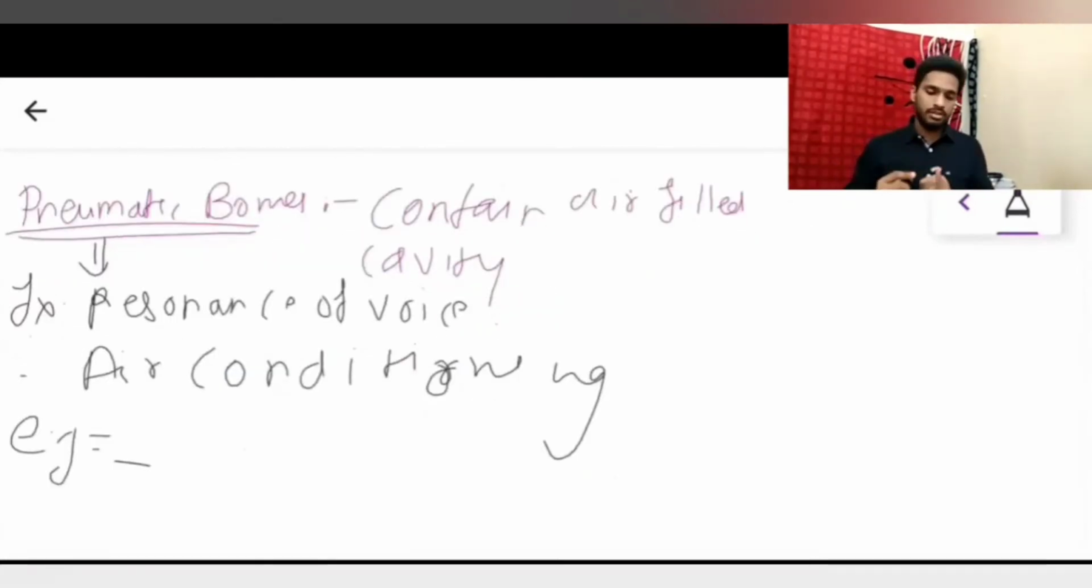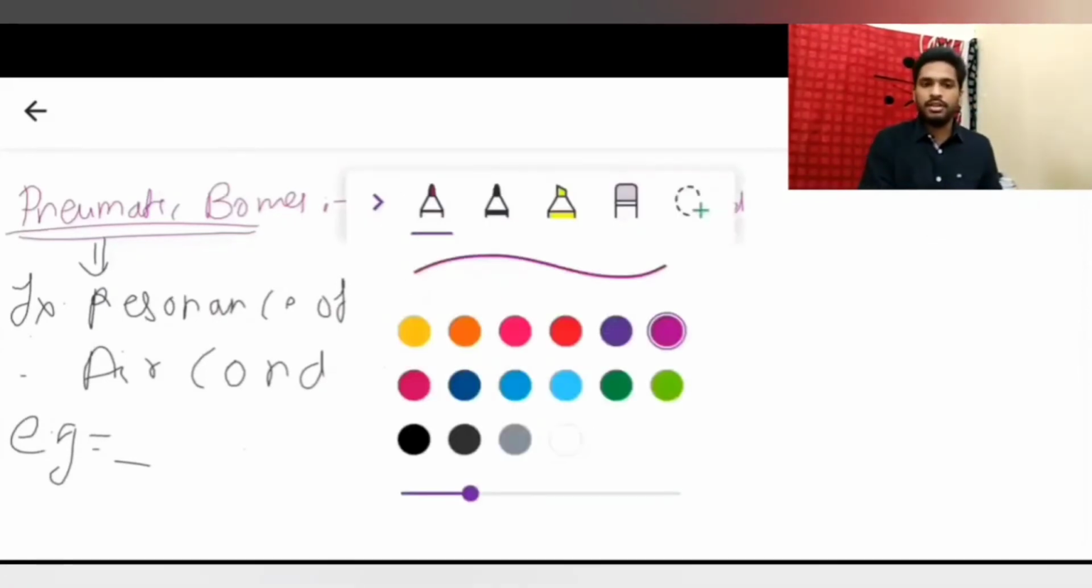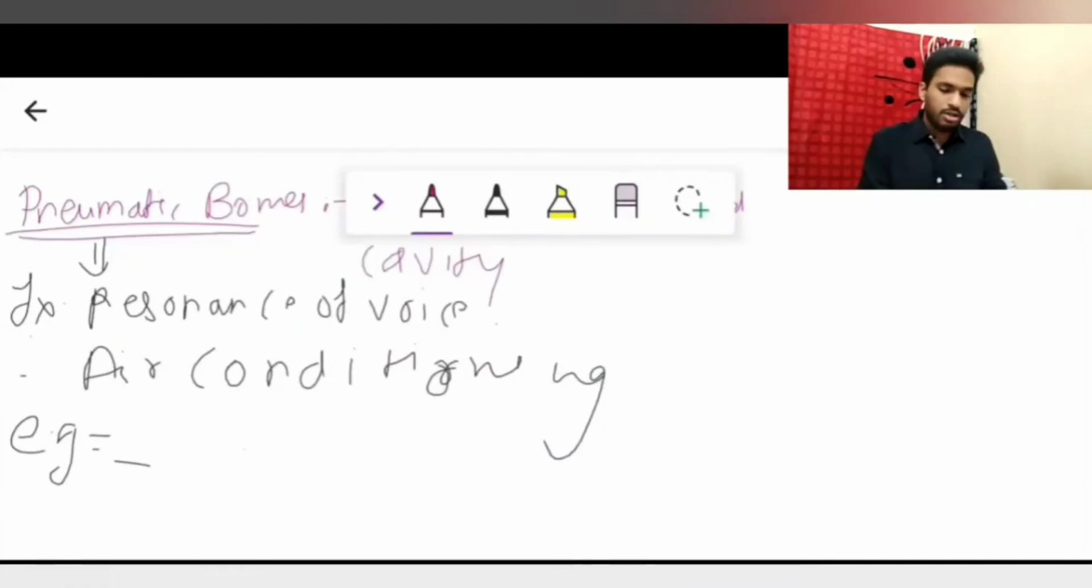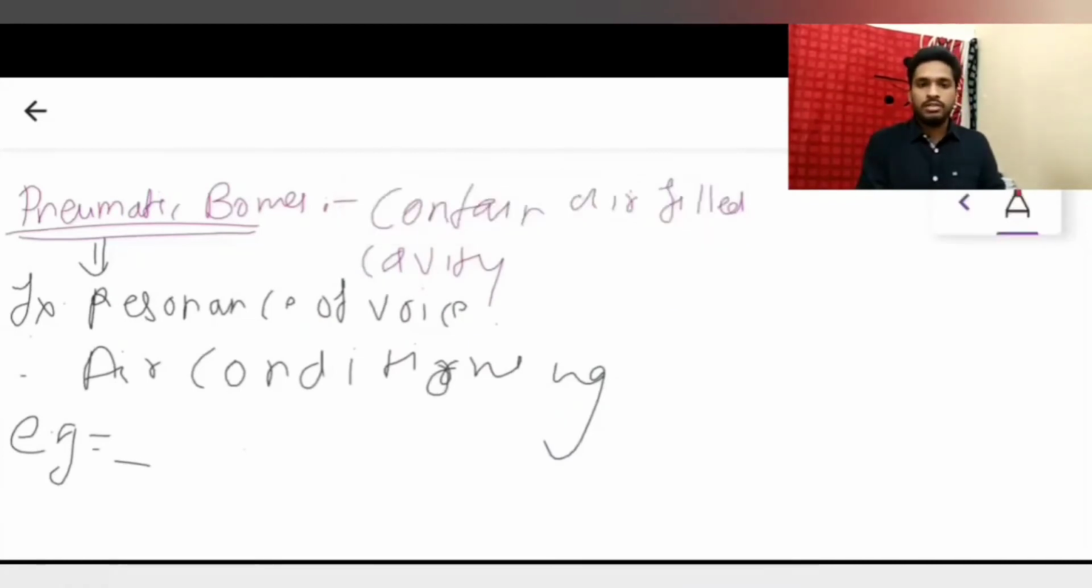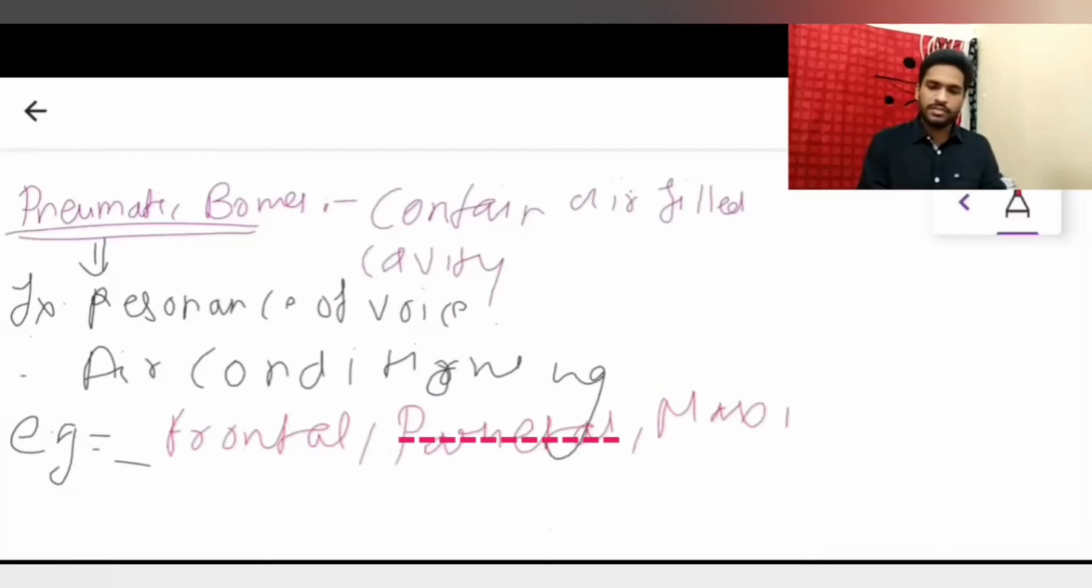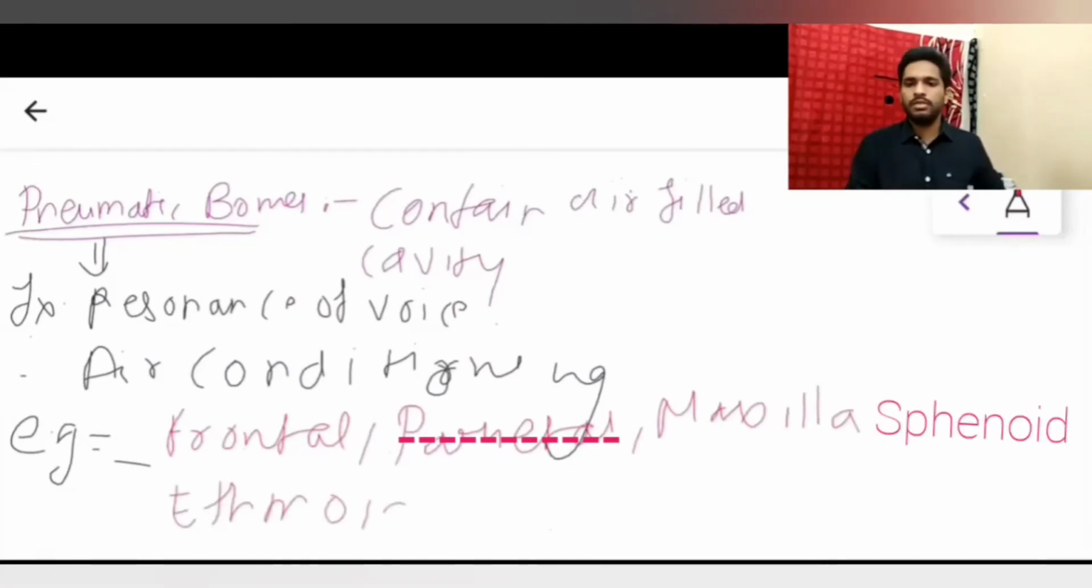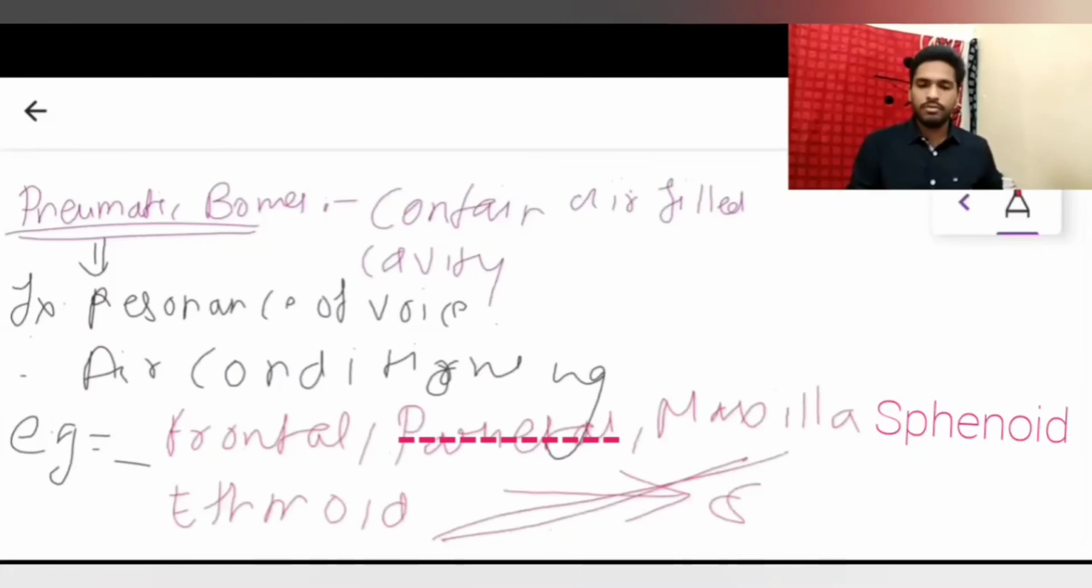So frontal, okay, I'll write it along with it. I'll name the sinus. So the first is the frontal, which consists of frontal sinus, then parietal. Sorry, the parietal is not an example. Then sphenoid and maxilla and ethmoid. Okay, so these are all forming sinuses, and these are examples of pneumatic bone.